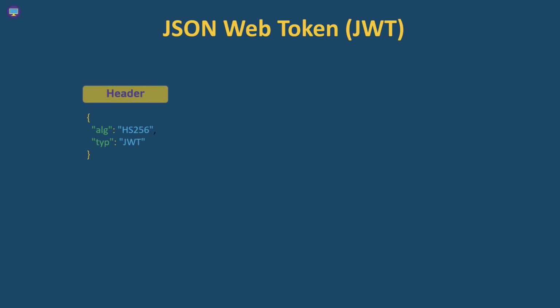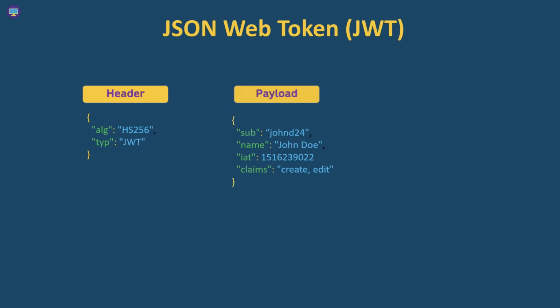So there's the header, and in the header, typically you have two fields. You have the algorithm, and then there's the type, which is always going to be JWT because we're working with JSON Web Token. So the type is JSON Web Token, and the algorithm is whatever algorithm you see defined in the header. And then you have the payload.